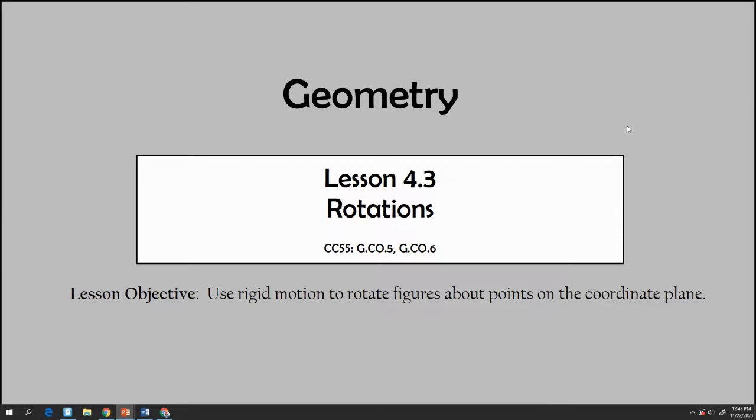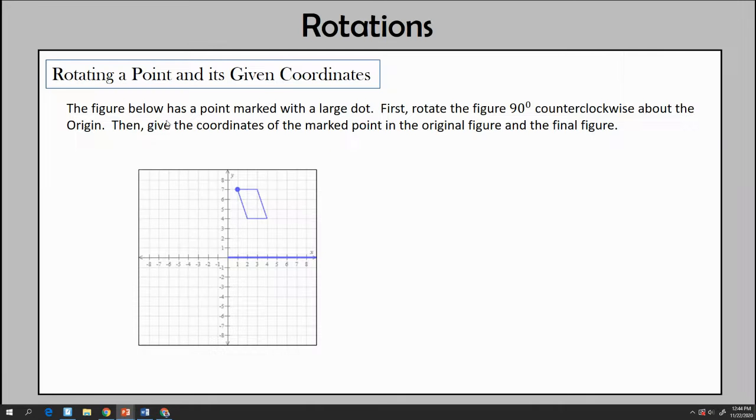All right, today we're going to work on lesson 4.3, the last of our rigid movements here, and that is doing a rotation. And we're going to focus primarily on doing rotations around the origin today. And again, these are rigid transformations, which means the original figure, what we call the pre-image, and the image, our result, are identical to one another.